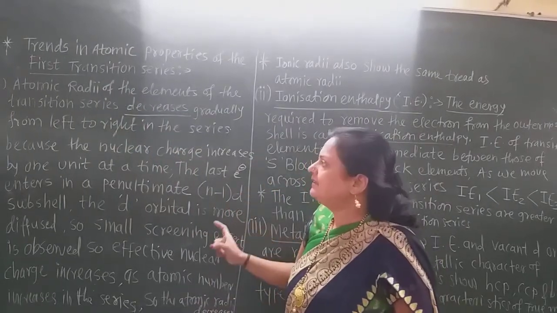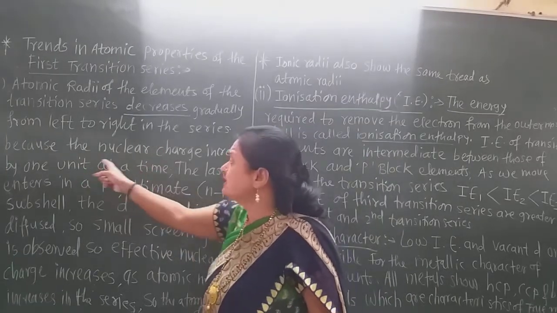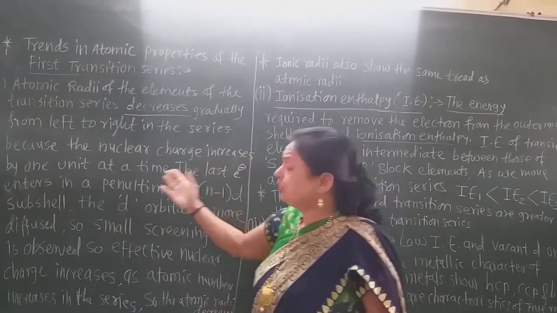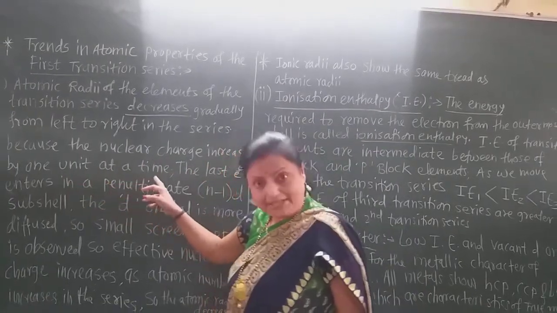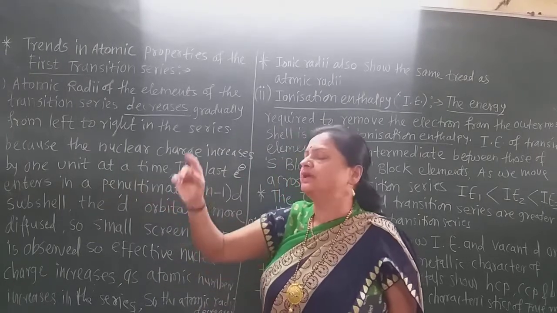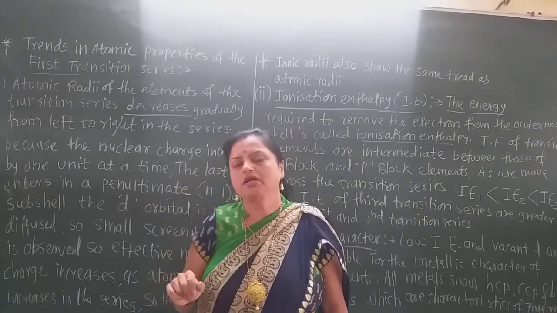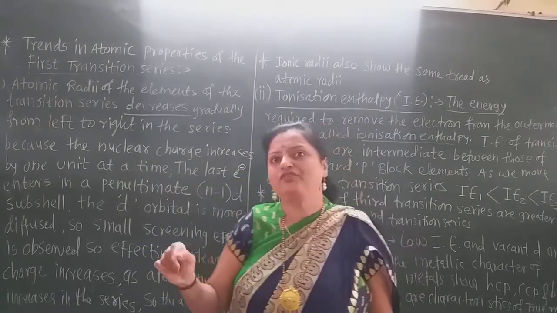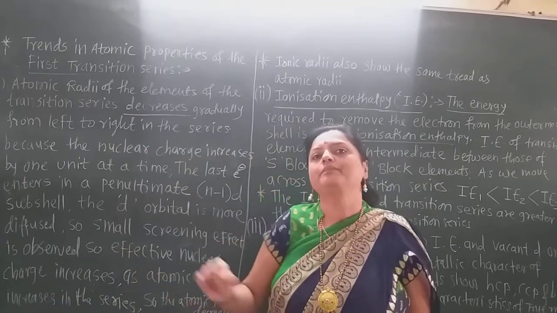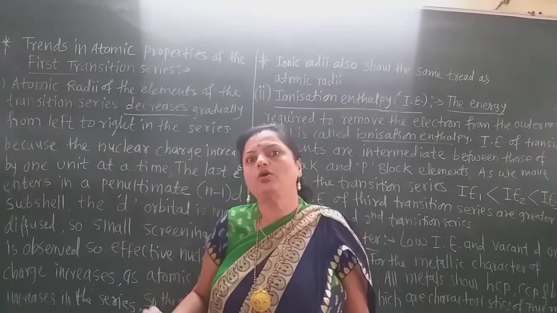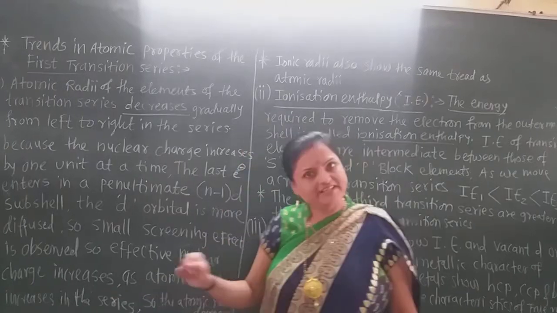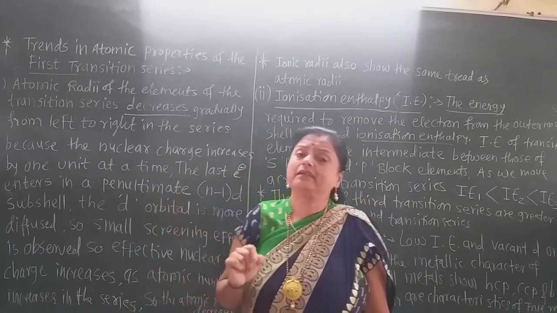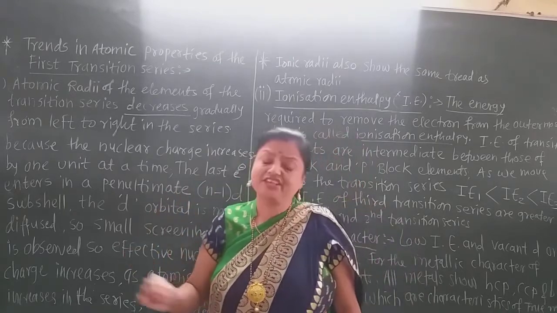And therefore, because the nuclear charge increases, as I told you already, by 1 unit at every step. For example, scandium has atomic number 21, titanium 22, vanadium 23, chromium 24, cobalt 25, iron 26, nickel 28, copper 29, and zinc 30.